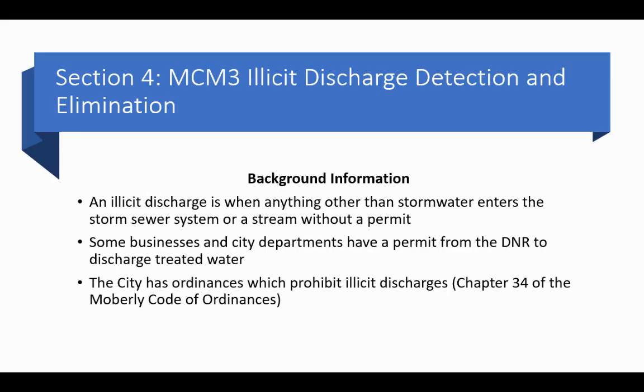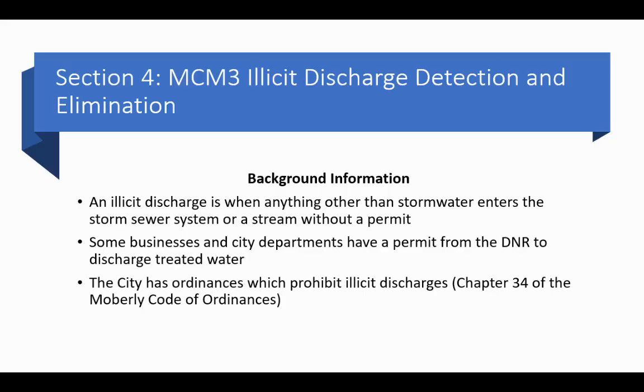Section 3, MCM 3, illicit discharge detection and elimination. Now before we go into this one, we need to provide some background information on what an illicit discharge is. An illicit discharge is defined as any time anything other than stormwater enters the storm sewer system or a stream without a permit. If water fell from the sky, it can go into a stream, that's fine, no problem. If it came from a tap, it should be going in the sewer in general.